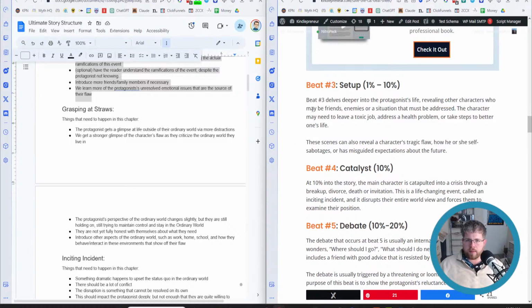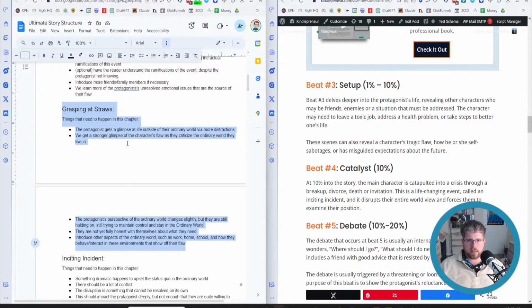All right, setup. Beat 3 delves deeper into the protagonist's life, revealing other characters who may be friends, enemies, or a situation that must be addressed. Their character may need to leave a toxic job, address a health problem, or take steps to better one's life. These scenes can also reveal a character's tragic flaw, how he or she self-sabotages or has misguided expectations about the future. That sounds like the grasping at straws section.